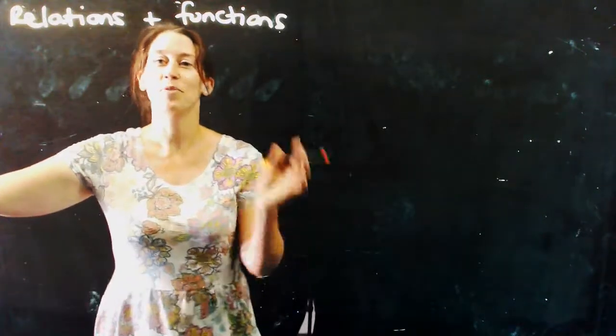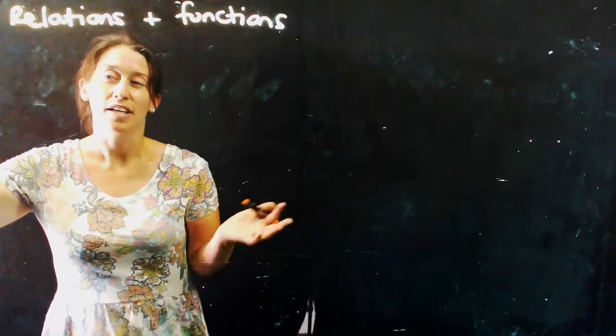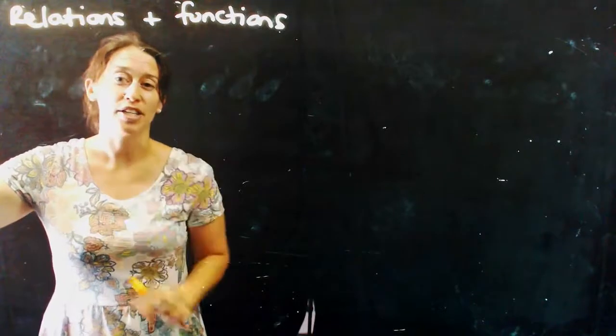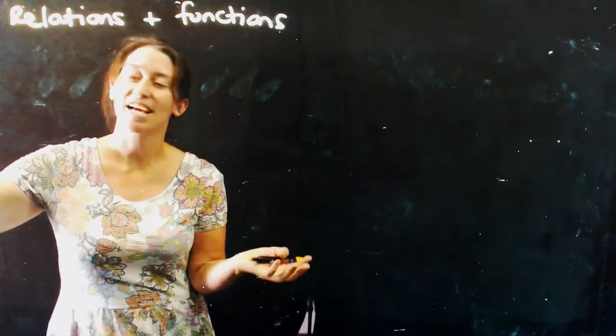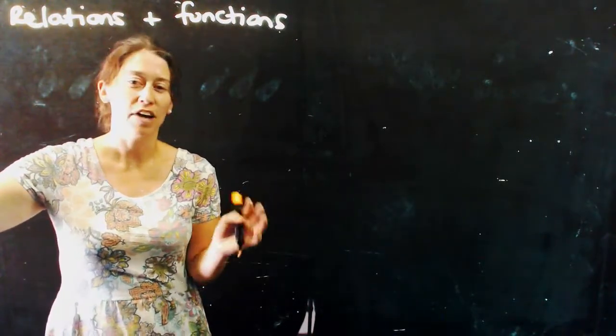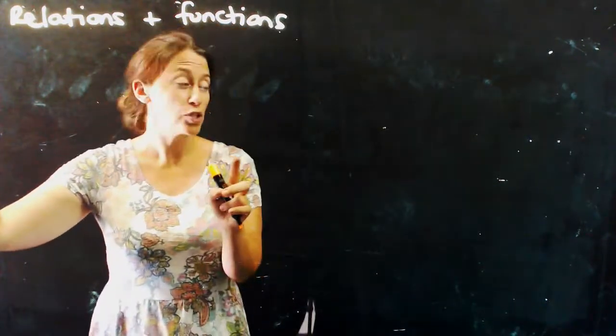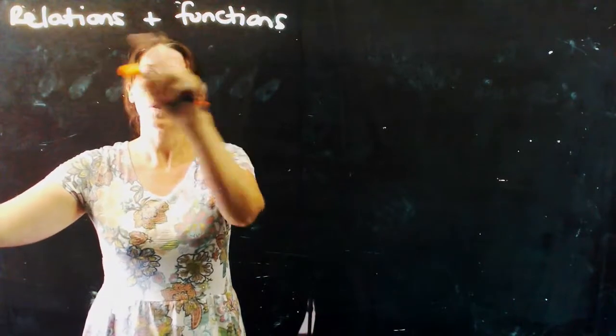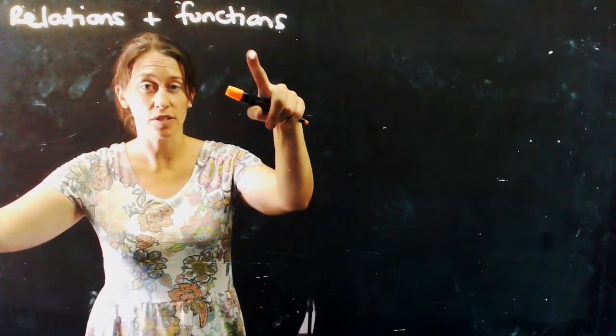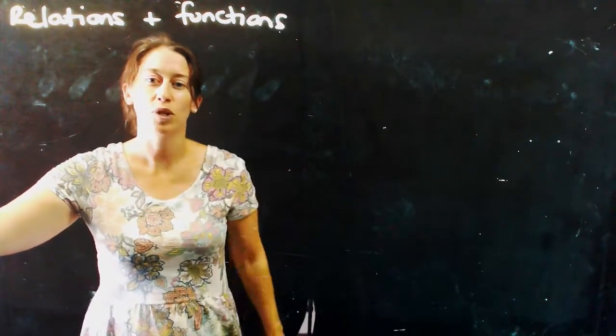Okay, today I'm going to talk to you about relations and functions. Now let's talk about what a relation is. A relation is a set of ordered pairs of values, or variables. It's really important to know that all relations are not functions. So we'll talk about what a function is in a moment, all right?